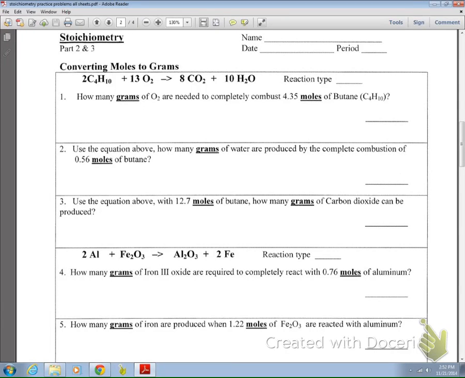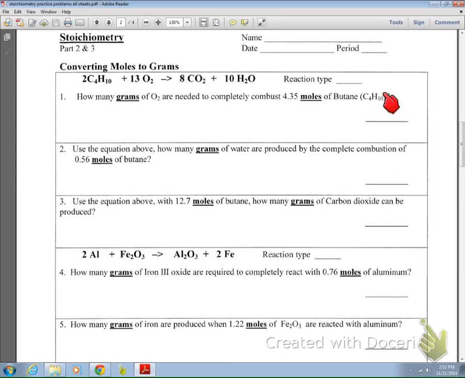Here's your video set on doing stoichiometry going from moles to grams or grams to moles. On that first reaction, our reaction type is a combustion reaction because we have a fuel plus oxygen and it yields carbon dioxide and water. So we're going to look at what we start with and what we need to go to.